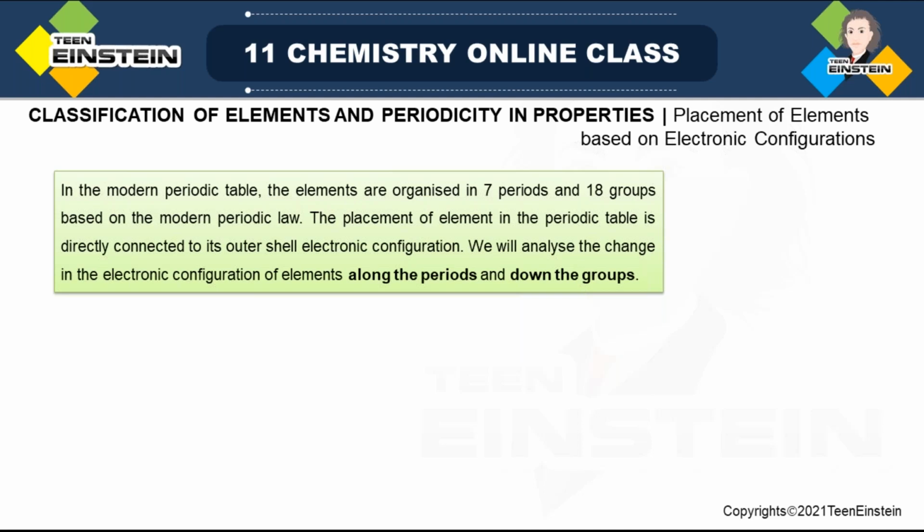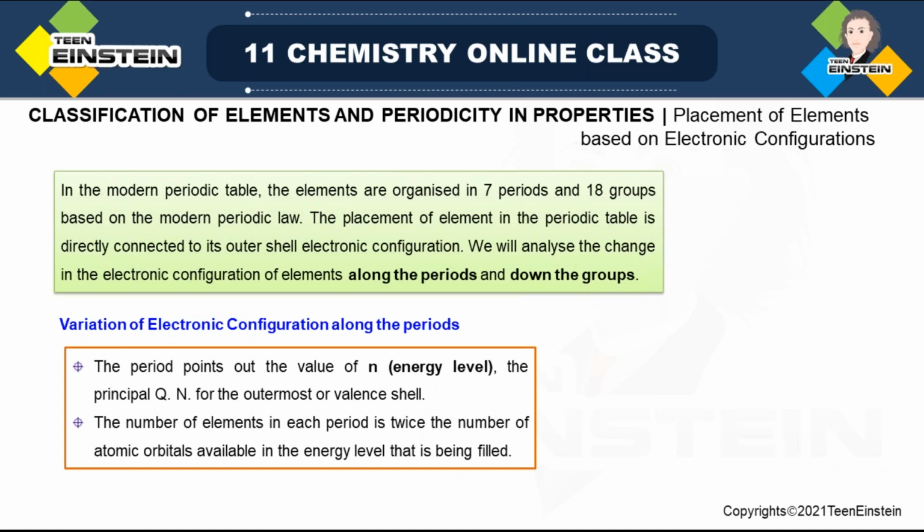So we know in the same group there are some common properties, but also there is some smooth change as you move down. Okay, not always smooth, but somehow you can predict it when you are moving down a particular group. Just take alkali metals, lithium, sodium, potassium. As you move down and down, there are some common properties, but also differences in properties, which you can predict. So it is important to analyze the change in EC in the valence shell first along the period and also down the group. Both are necessary. So first we'll see how it is changing along the period.